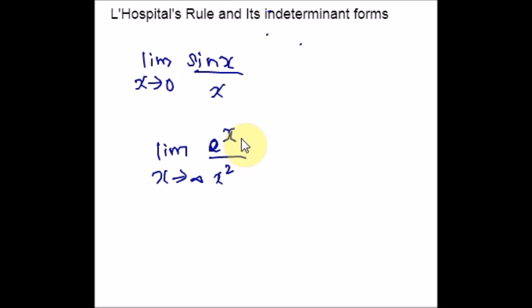Same way, if you look at this example and apply the limit, e raised to infinity over infinity the whole square, which is nothing but infinity over infinity indeterminate form. But we can't just factor an x square out of the numerator. Am I right? So nothing that we have got in our bag of tricks will work with these two limits. So this is where the subject of this video comes into play, which is nothing but L'Hospital's rule.